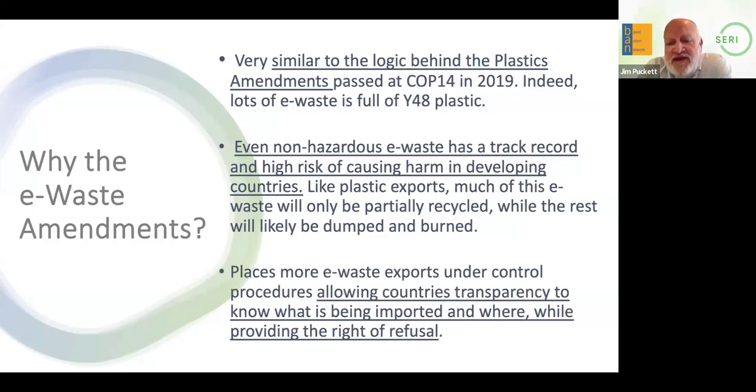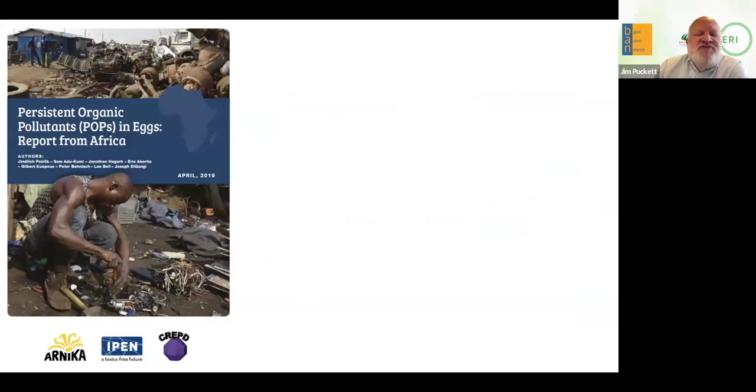This places more e-waste exports under the control procedures, allowing countries the transparency to know what is coming into the country and where it's going, and providing the right of refusal. This was seen as important. The countries that sponsored this, as you recall, are Switzerland and Ghana, but they had a lot of backing. This did pass by consensus.